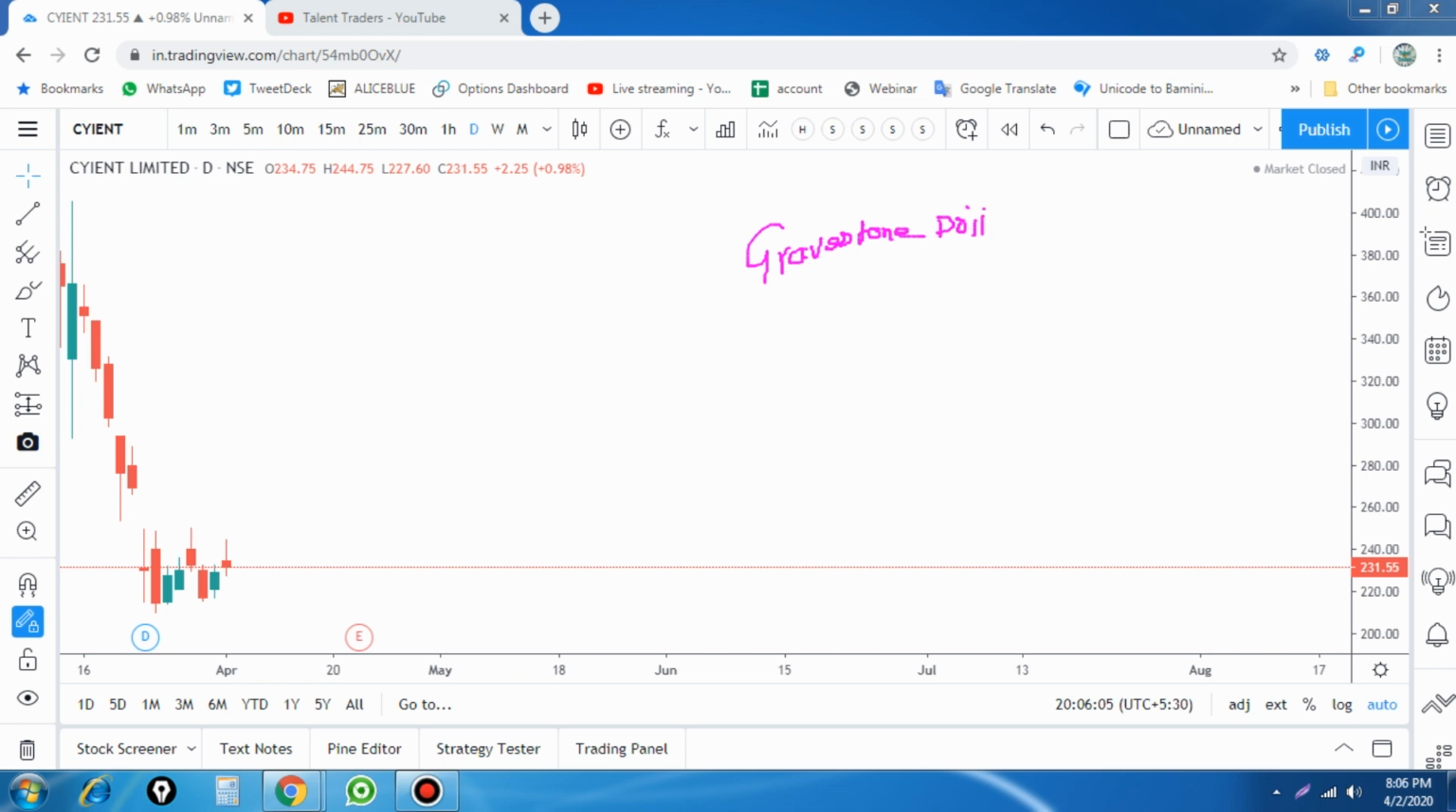We can use this doji pattern when the gravestone doji forms at the top of the market. For example, if the stock price is increasing like this and the doji is formed here, this is called a gravestone doji at the top. If the next candle is a red candle, there will be a reversal in trend. So we can use this doji as a reversal signal.